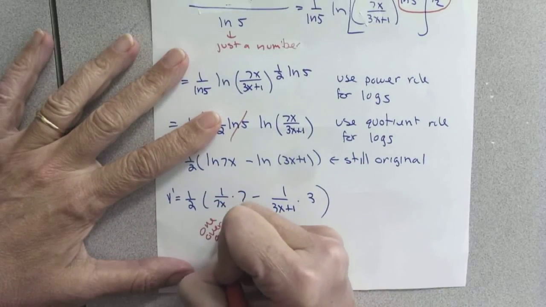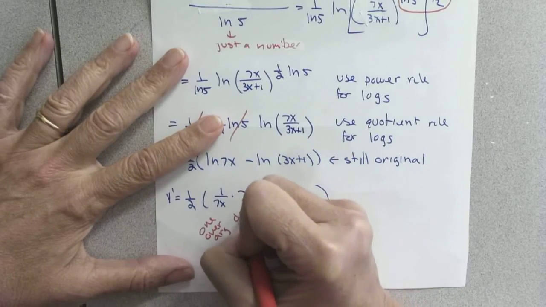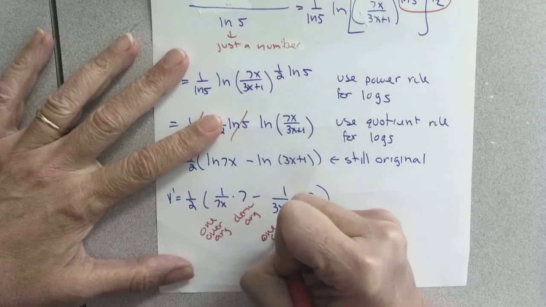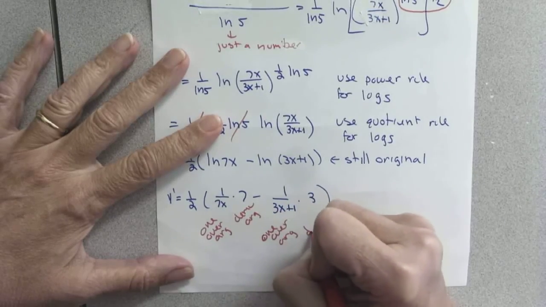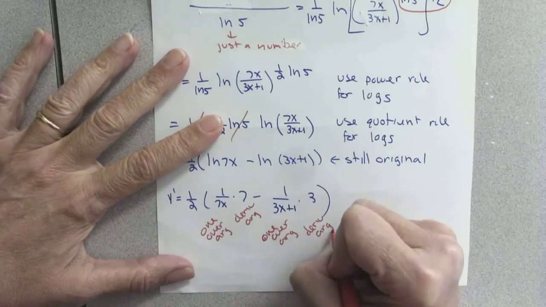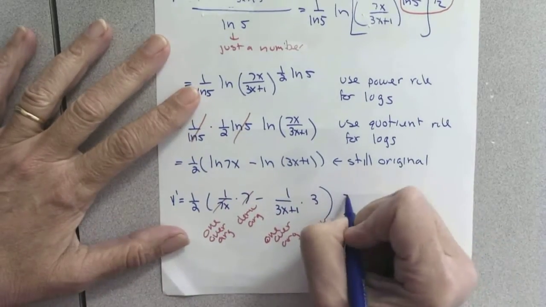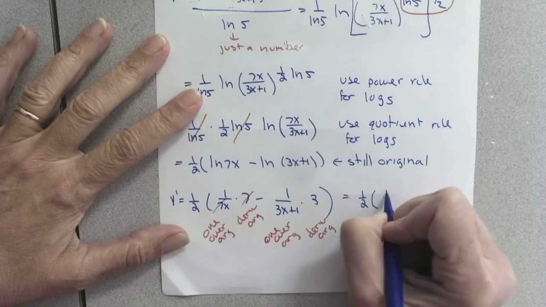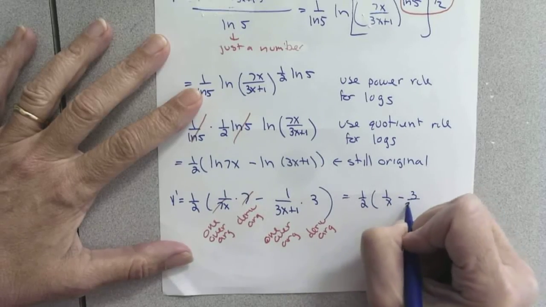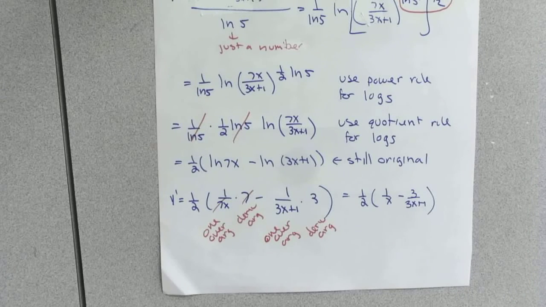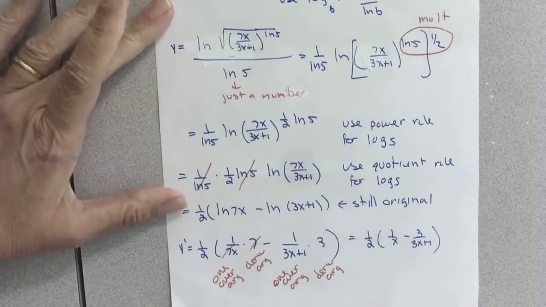1 over argument, derivative argument. 1 over argument, derivative argument. Here the 7's cancel. And so I get 1/2 times 1 over x minus 3 over 3x plus 1. And that is a good enough answer. I would not expect you to take it any further. But the real key to this one was the simplification.